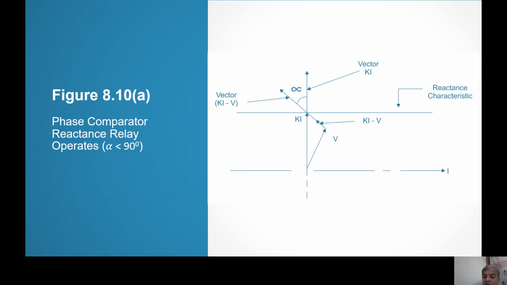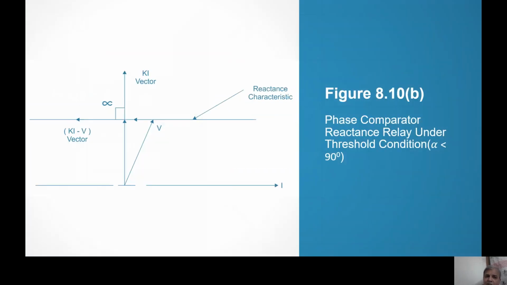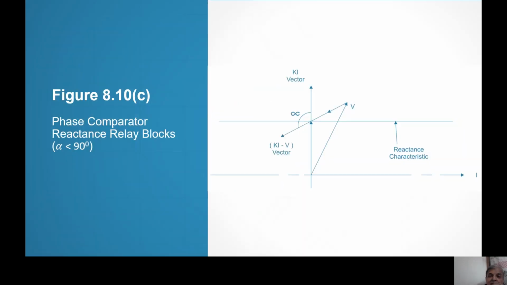Because the point is below the characteristic. If the point is on the characteristic, then extended Ki minus V and extended Ki vector, you can see the angle is 90 degrees. Therefore, relay is under threshold condition, right? And if you take the point out, then extended Ki minus V and extended Ki, the angle is more than 90 degrees, alpha. Therefore, the relay blocks, and it must block because in the amplitude comparator also it is blocked. In the phase comparator also it is blocking.